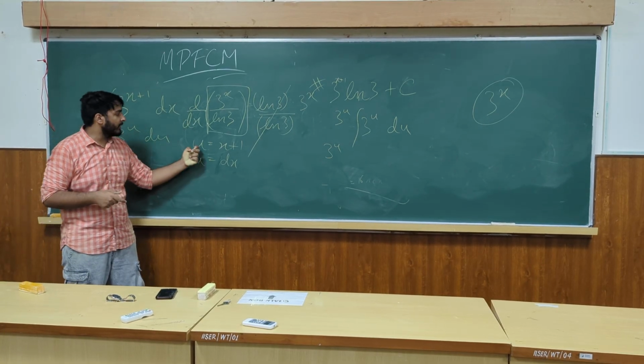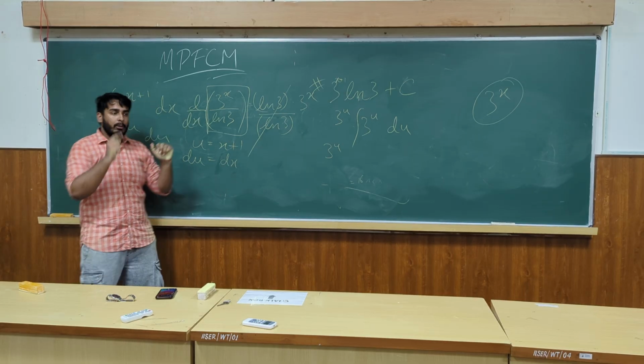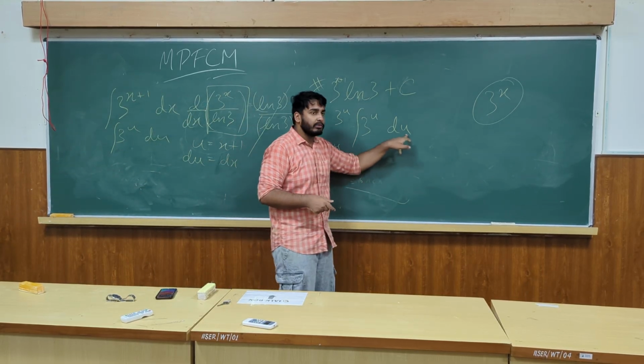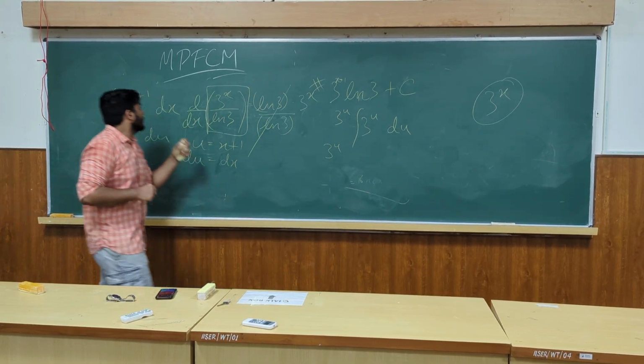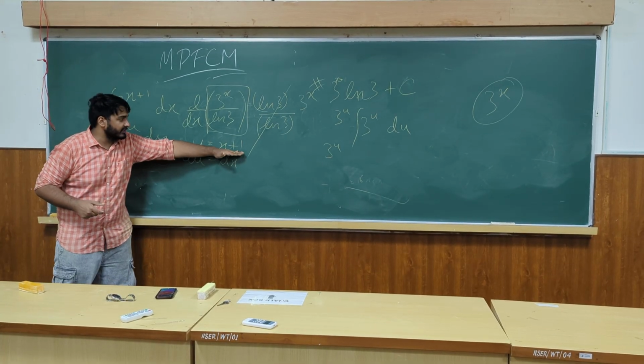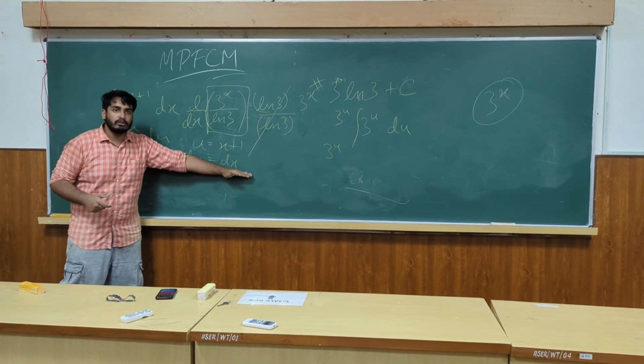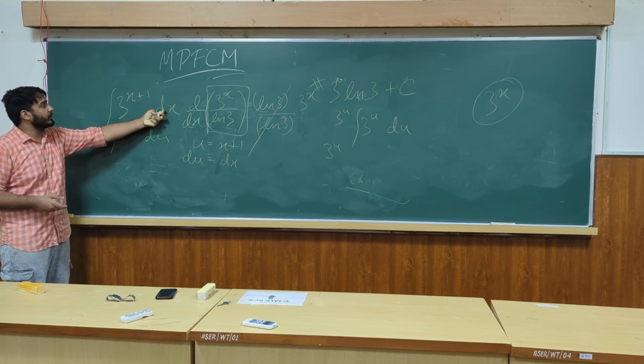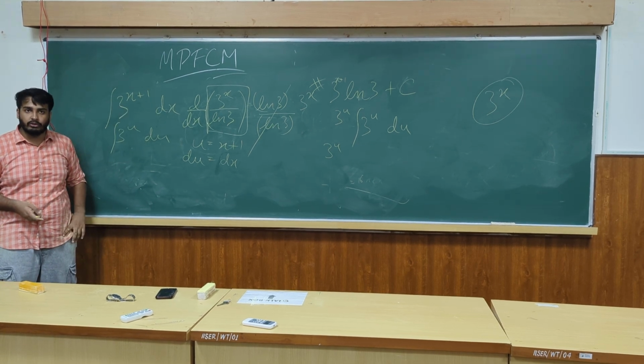So how did I know I must put u equals x plus 1? Because I knew I could solve something of this sort, and I looked that when I differentiate this, I'm going to get 1, and when I'm differentiating it, I'm going to get 1. Dx is going to the other side. So this is going to become du and this is going to become 3 raised to the u.